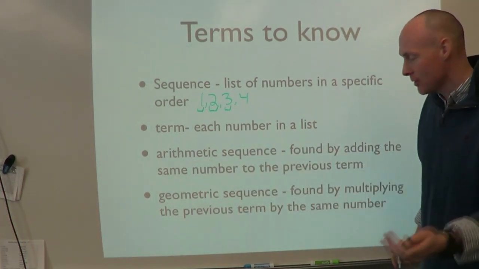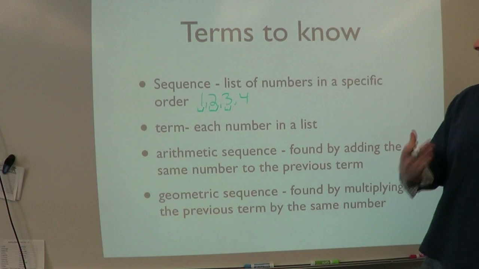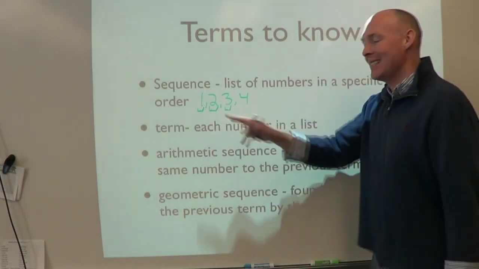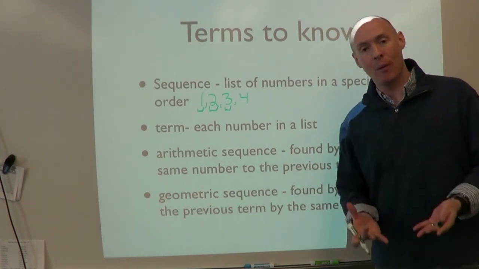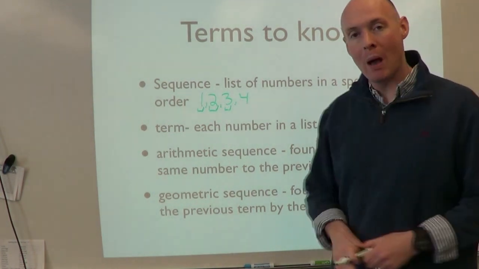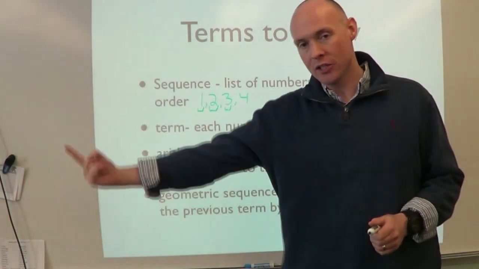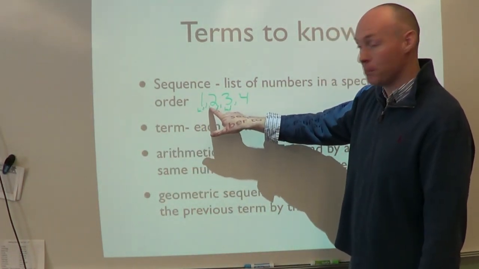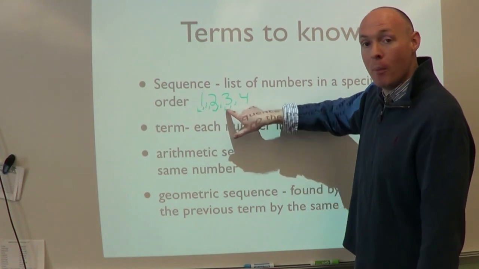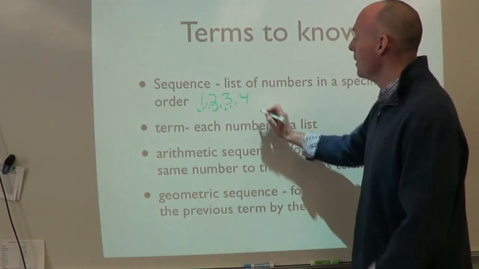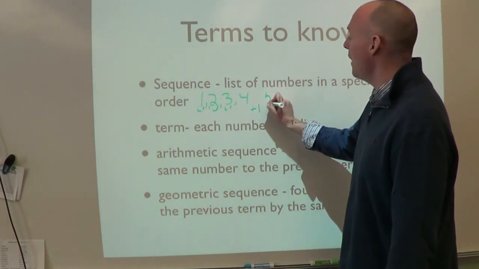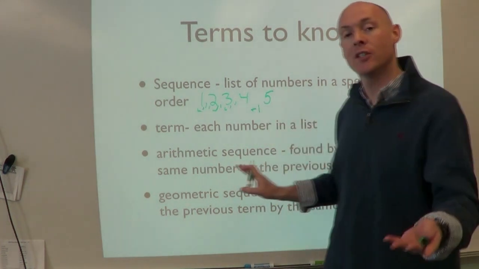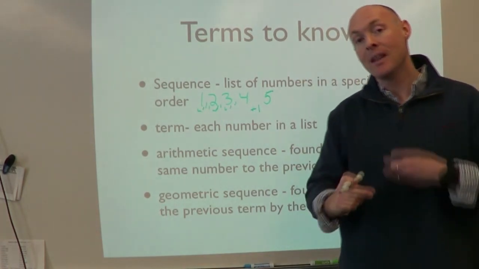An arithmetic sequence is found by adding the same number to the previous term. For example, this here is an arithmetic sequence. How do I know that? Well, we add the same number to each term. 1 plus 1 is 2, plus 1 is 3, plus 1 is 4, plus 1 is 5, and we would keep going with plus 1, plus 1, plus 1 to find the terms. Adding, arithmetic.